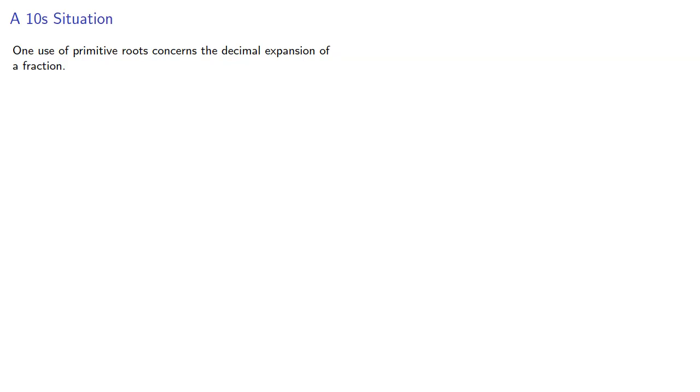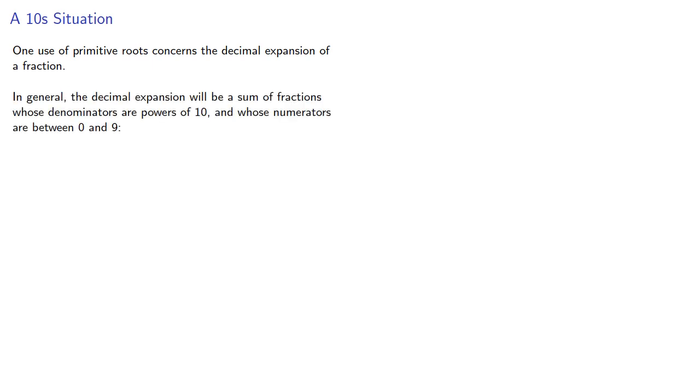One use of primitive roots concerns the decimal expansion of a fraction. In general, the decimal expansion will be a sum of fractions whose denominators are powers of 10 and whose numerators are between 0 and 9, which sounds suspiciously like it has a connection with mod n arithmetic. In some cases, our decimal expansion is terminating.